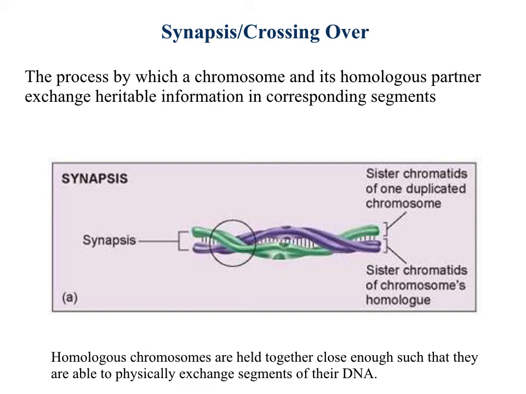And we find that crossover events happen more frequently in certain regions of DNA. You can see at the end of crossing over, the resultant chromosomes are neither entirely maternal nor entirely paternal, but contain genes from both parents.